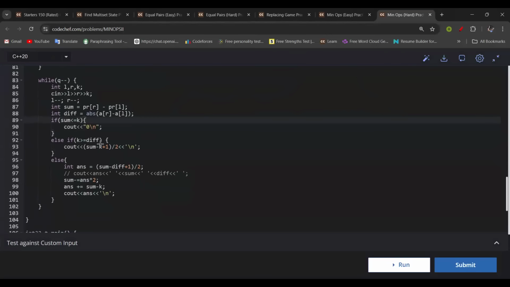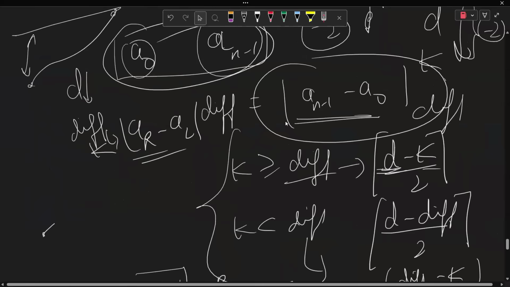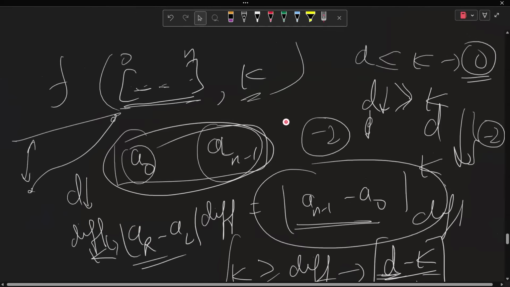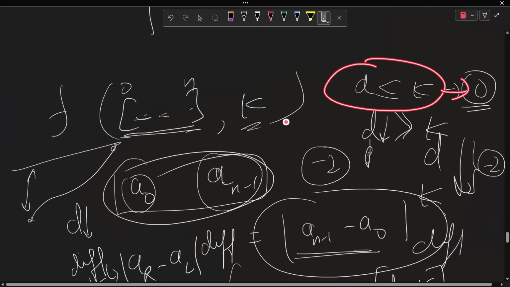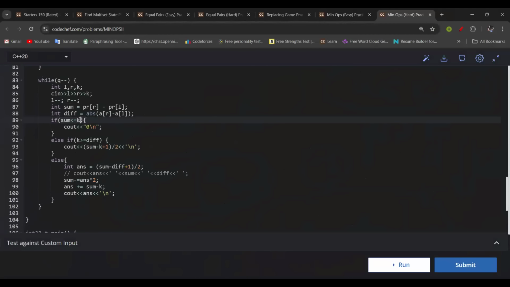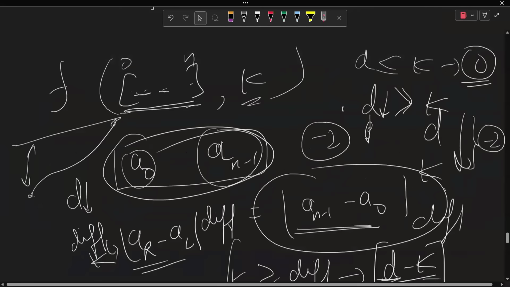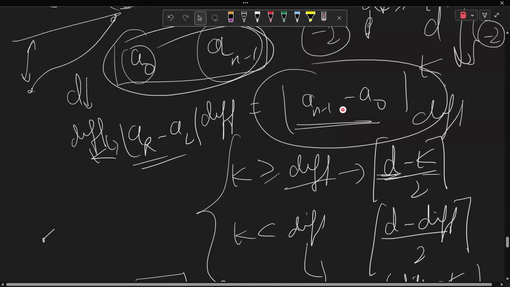Now, as I discussed, there would be two cases. The first initial case is if K is already greater than D, then we would print just 0. If sum is less than or equal to K, where D is sum here, we would print 0. No operations are needed. In 0 operations, it is already there. Already K is greater.